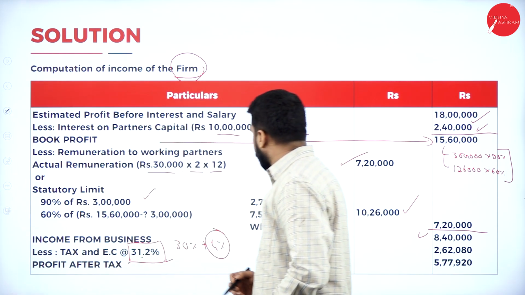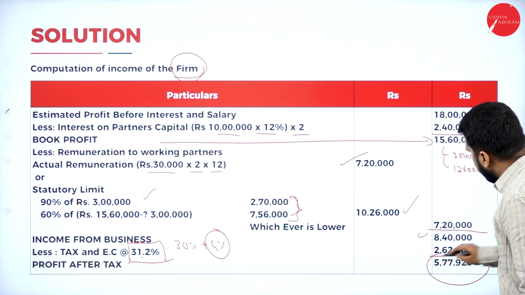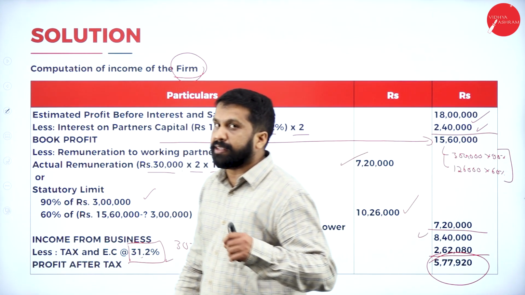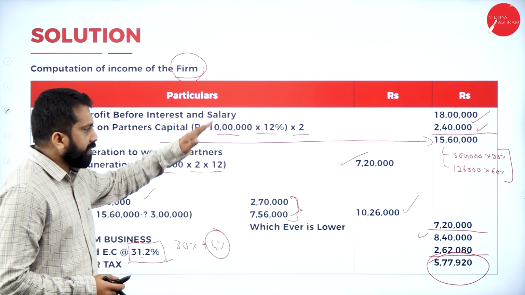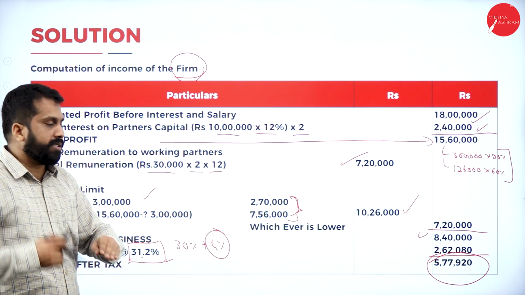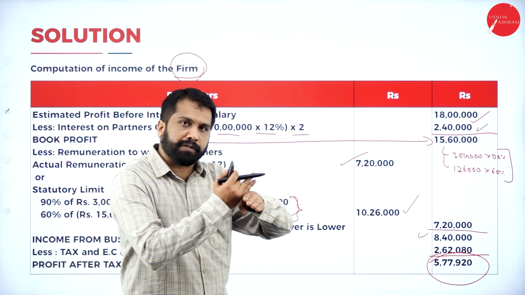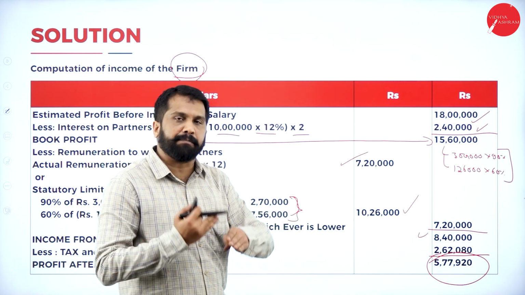So calculate tax on that. You will get 2,62,000. Your final answer is 5,77,920. Now, you are done with partnership. Yes. What is the tax of individual partner? See, this 5,77,000 will go to whom? Partners. Half to first partner, half to second partner.